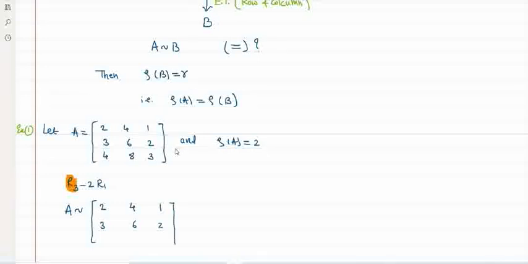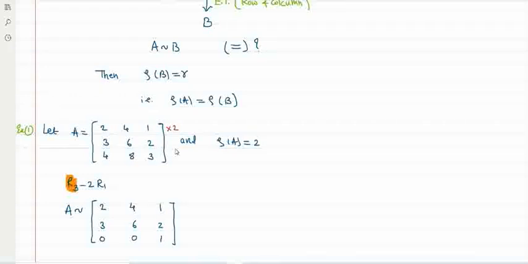Now apply the elementary transformation. You have to multiply the first row by 2 and subtract. Now tell me, 4 minus 4. 8 minus 4 into 2. What is the last element? 3 minus 2, which is 1. Okay, so this is a new matrix.